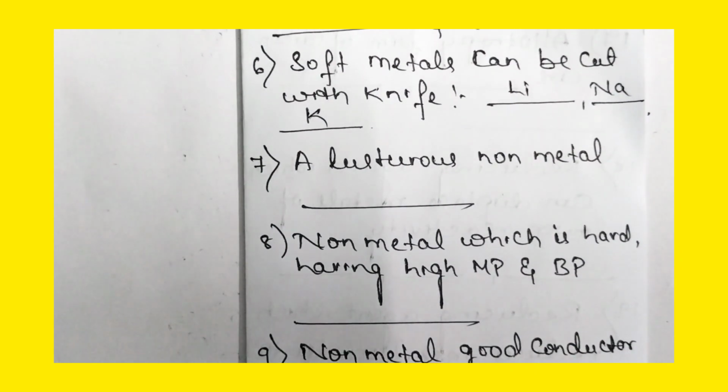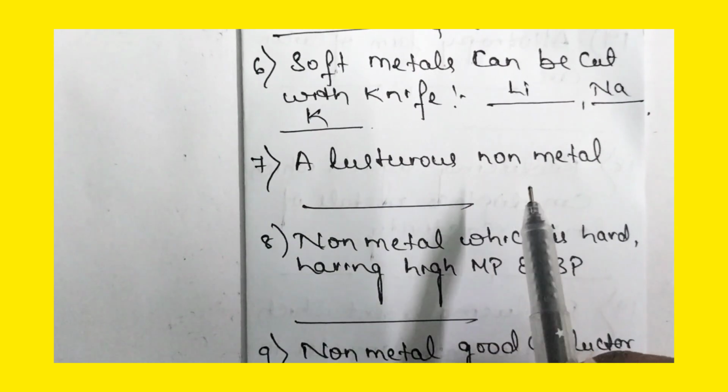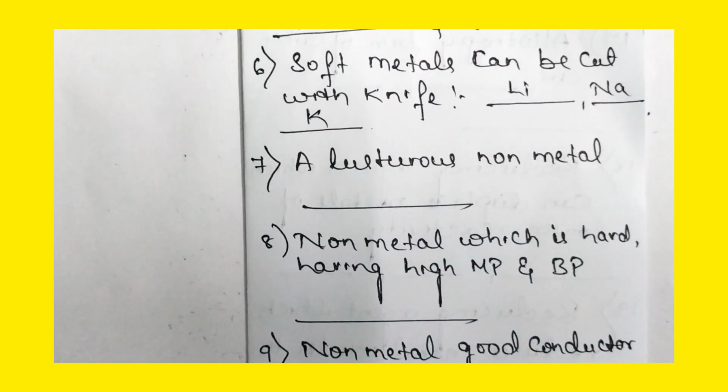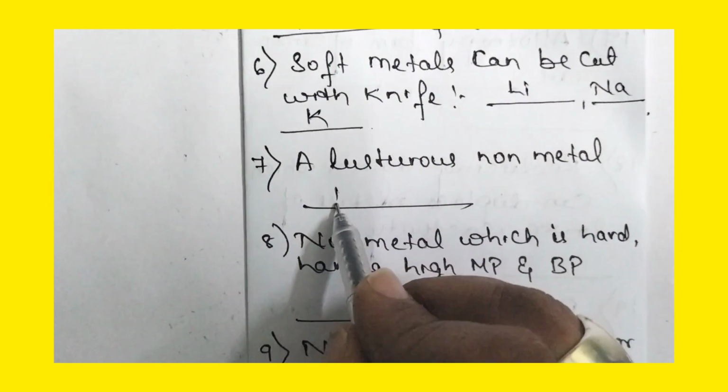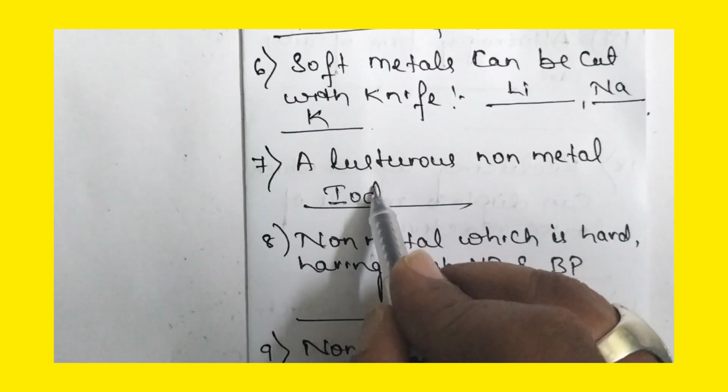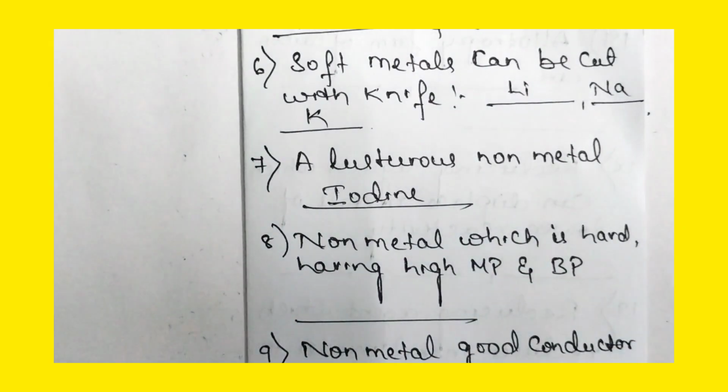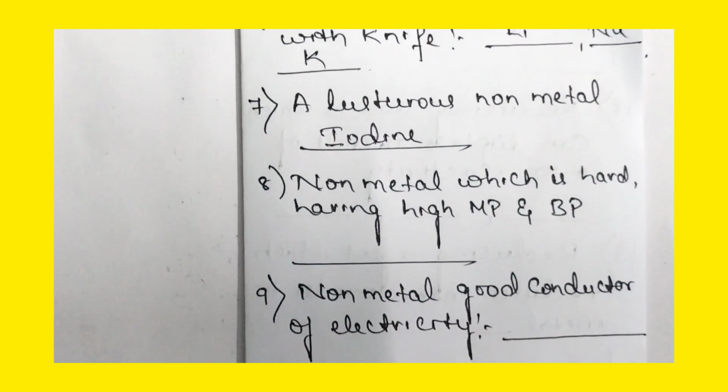Then coming to the seventh one, a lustrous non-metal. We know that all the non-metals are non-lustrous, but this is a non-metal which is lustrous. A lustrous non-metal is iodine. Iodine is a lustrous non-metal.